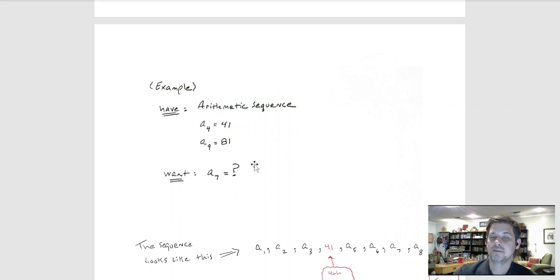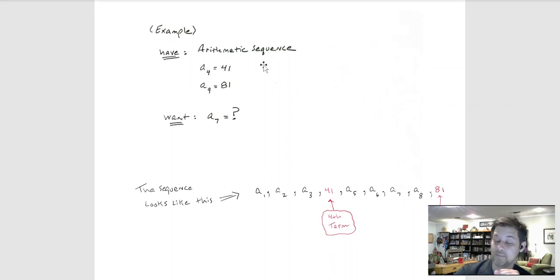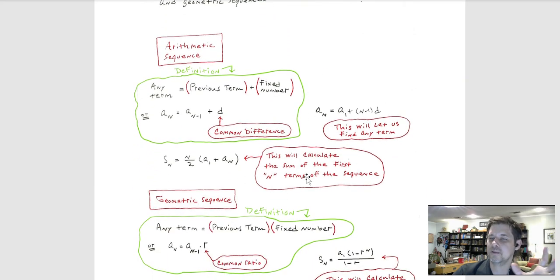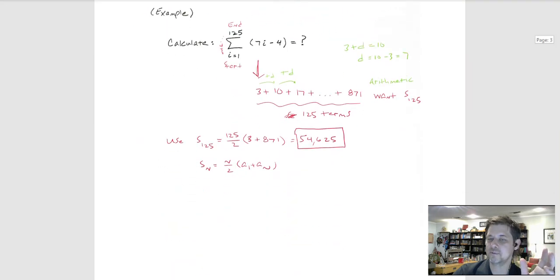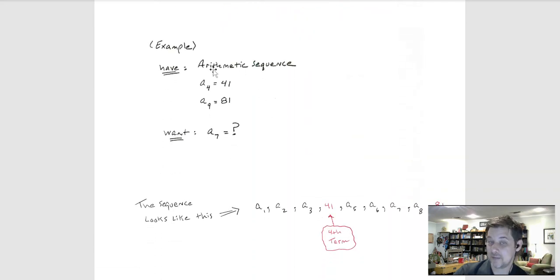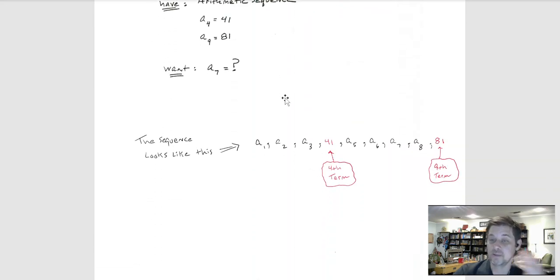So here it says we have an arithmetic sequence, okay? The fourth term is 41, and the ninth term is 81. And then the question is, with that, can you figure out what the seventh term is, okay? All right, now for this problem, I don't think that either of these formulas is directly applicable, okay? You at least can't use them in the form that you see them right here. So the way that we'll solve this one is by our understanding of how an arithmetic sequence works, okay? So let me show you.